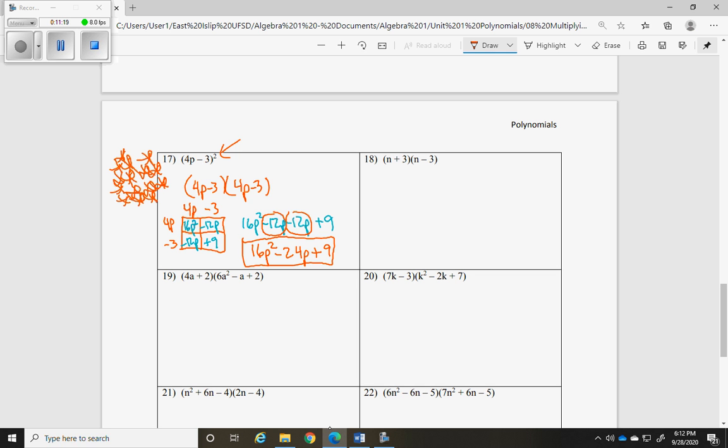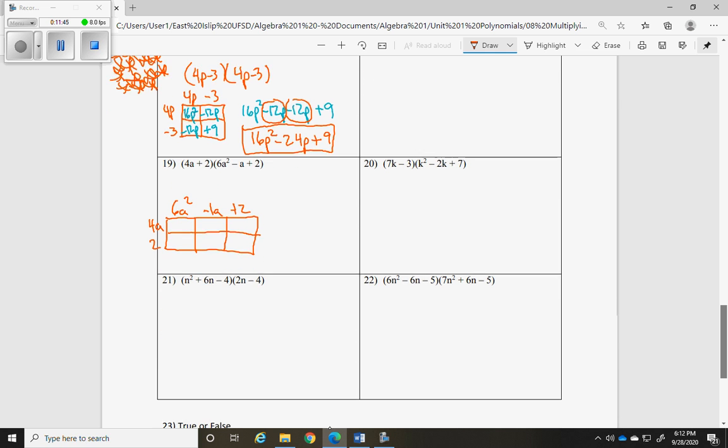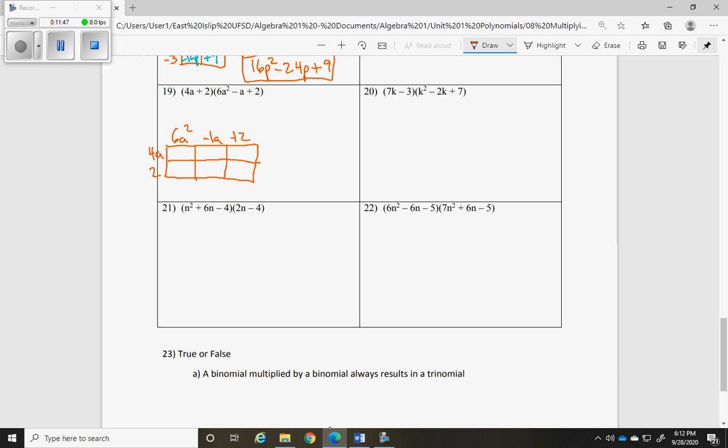So, number 18, binomial times binomial. Number 19 is a binomial times a trinomial. If you were to do the box method, you need a 2 by 3 box. Right, so that the binomial can go over here, and then the trinomial can go here. Number 20, same thing as 19. 21, same thing. 22 is a trinomial by a trinomial, so you need a 3 by 3 box.